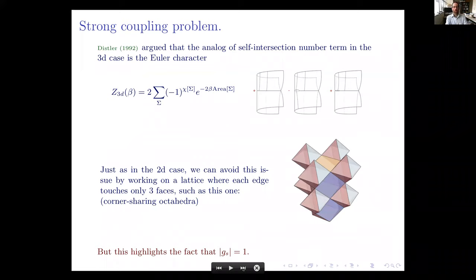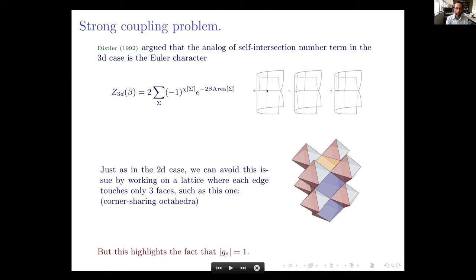The analog of the ambiguity on the square lattice also happens on the cubic lattice. In particular, the same configuration of spins can be interpreted in multiple ways as a configuration of domain walls. And in 1992, Disler showed that there was a nice analog of this self-intersection number, which is the Euler character of the embedded surface.